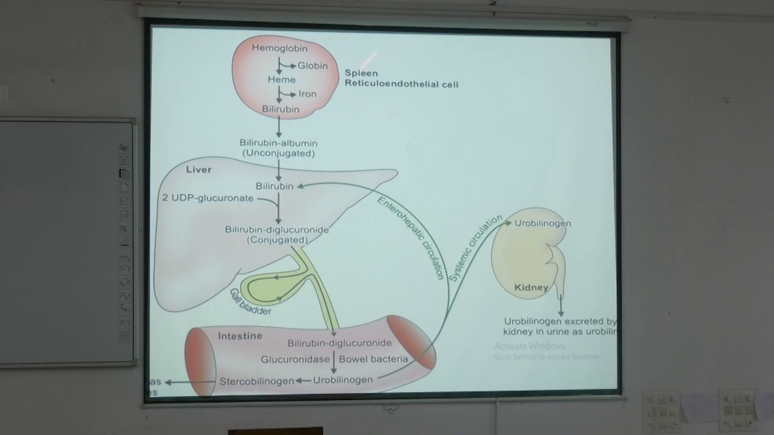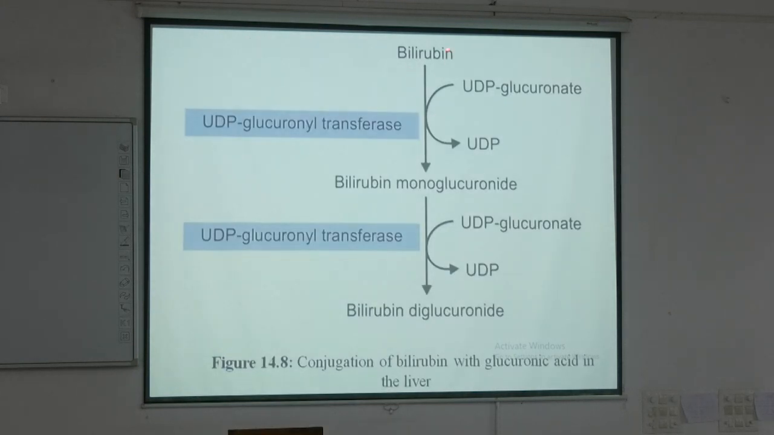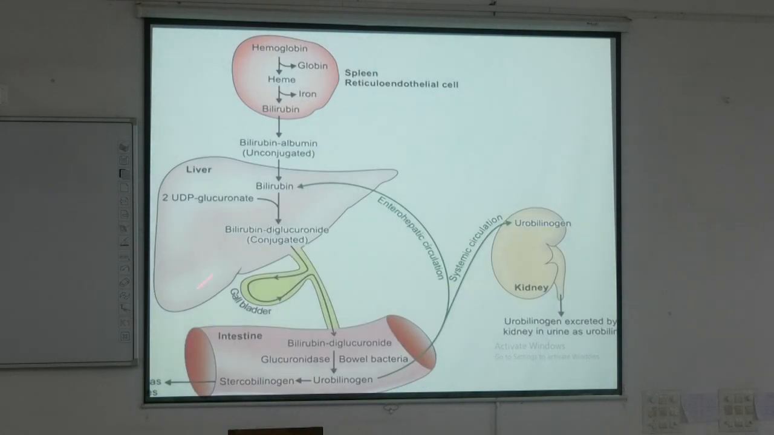Understand, and these are all the sites for this degradation. That means bilirubin is formed in the spleen, then goes to the liver by the blood, and there is a process of conjugation. Conjugated bilirubin is formed, and it goes on. So students, understand, on the basis of that you will classify it. These are the steps: bilirubin takes UDP glucuronate, forms bilirubin monoglucuronide by the enzymatic activity of UDP glucuronide transferase, then again there is attachment of another glucuronide molecule and formation of bilirubin diglucuronide. Okay, so these are the enzymatic activities, these are the steps.